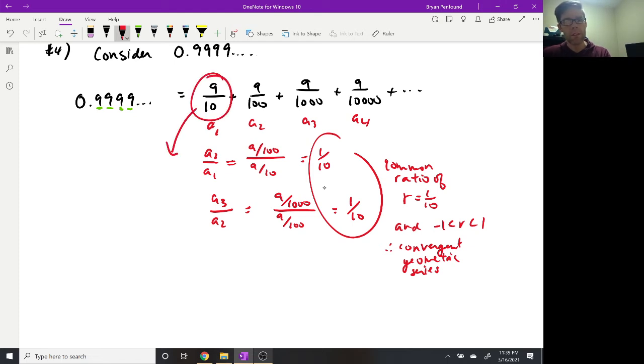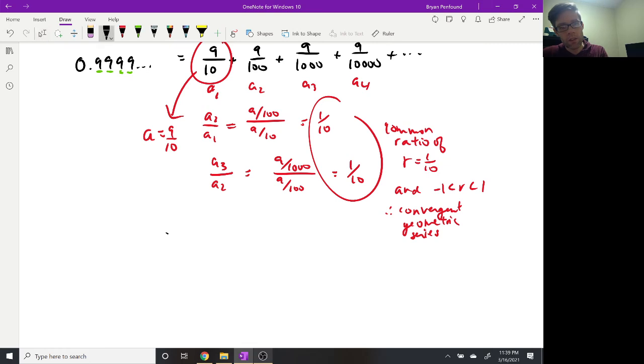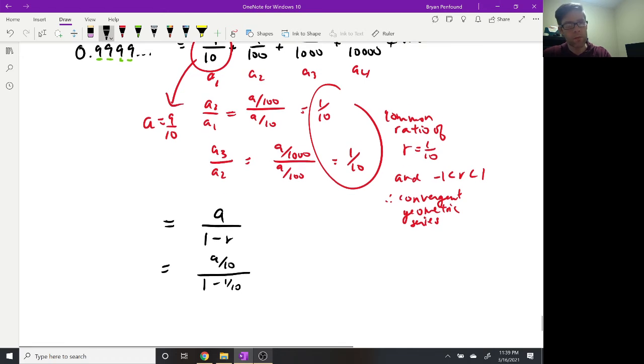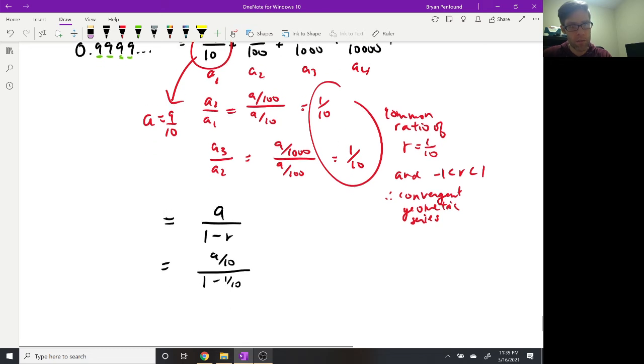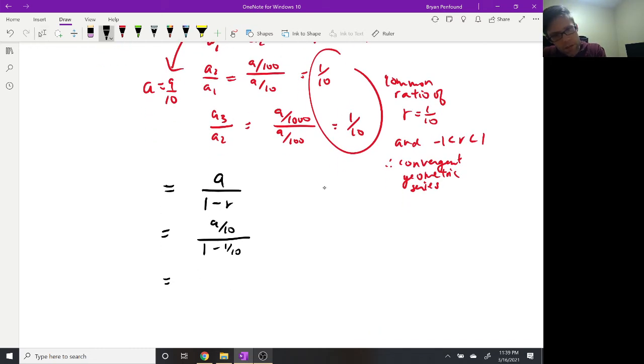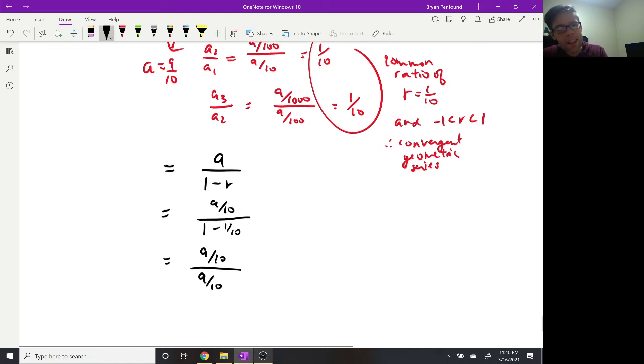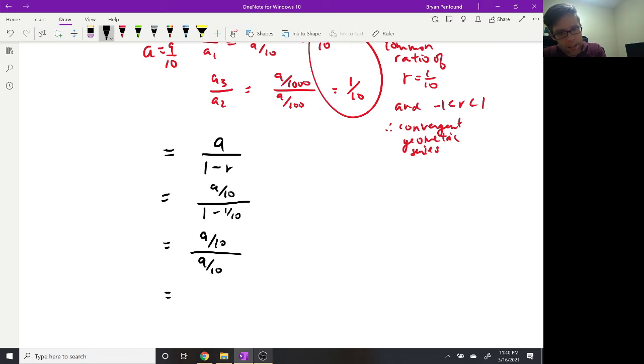Okay, and the last bit of information is we can pull the first term, which is 9/10, and then we can use that in order to find the actual sum. So the sum of this should be given as a over 1 minus r. We know the first term is 9/10, and in the denominator we have 1 minus r, so 1 minus 1/10. Essentially I'm just taking this addition of fractions and rewriting it using the converging geometric series formula, and look at what happens. We get a 9/10 in the numerator, we get a 9/10 in the denominator, and we get 1.